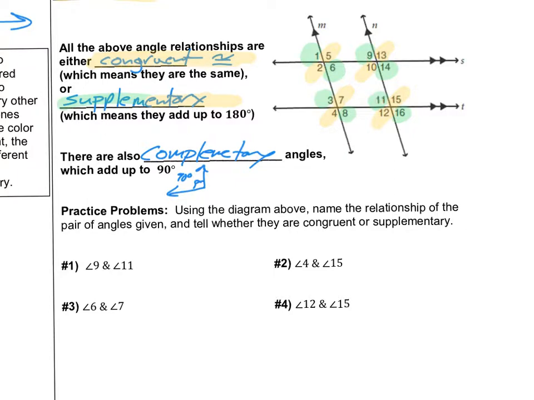9 and 11 have the same color, so we know that they're congruent. Also, for the name of the relationship, look, they're in the same corner, so they're corresponding. So we're going to say that they are corresponding angles and they are congruent. I'm just going to use the congruent symbol because it's a lot easier than spelling it out. So they're corresponding because they're in the same corner, and they're congruent because they have the exact same measure.